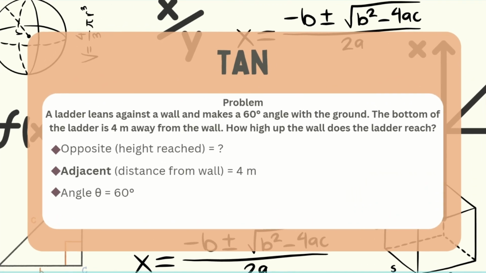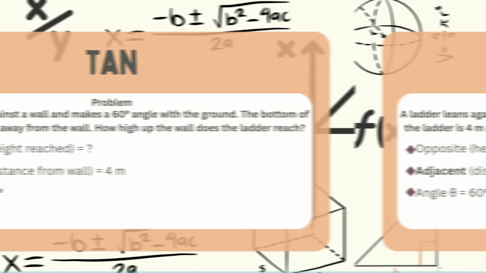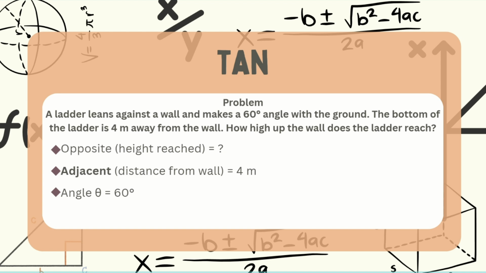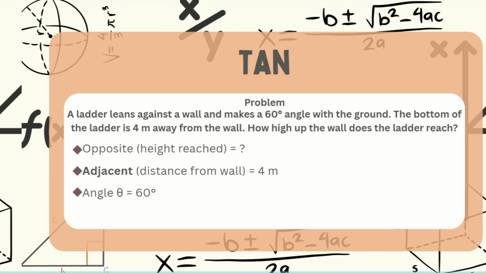So here is the next problem. A ladder leans against the wall and makes a 60-degree angle with the ground. The bottom of the ladder is 4 meters away from the wall. How high up the wall does the ladder reach? So here we are going to find out how high the ladder reaches. So here we are going to find the opposite, which is the height reached. The adjacent, the distance from the wall, is equal to 4 meters, and the angle theta is 60 degrees.